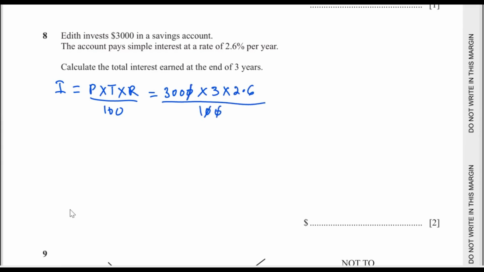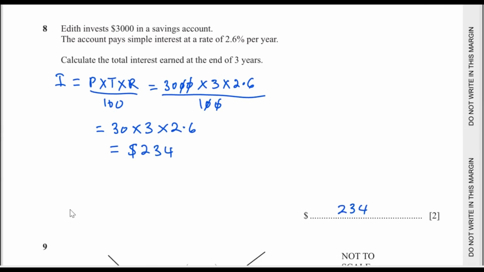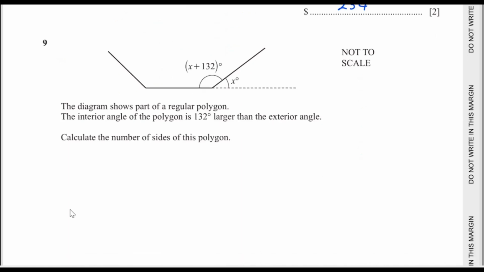Have it over 100. If we cross out these zeros, we are left with 30 times 3 times 2.6, and this gives us 234. So we enter $234.